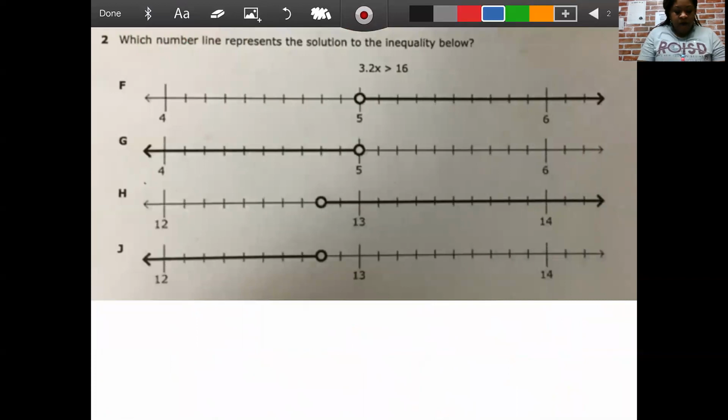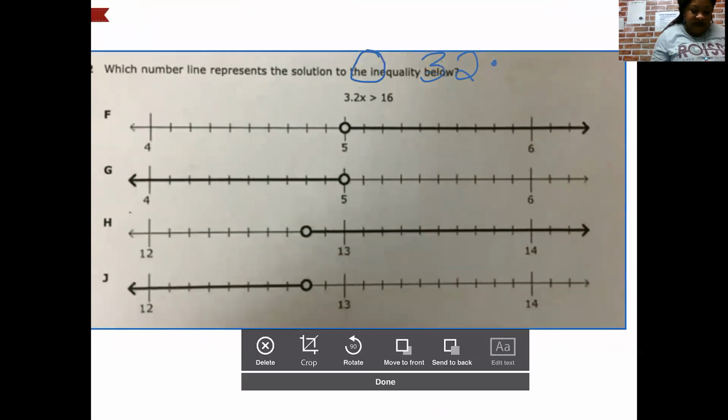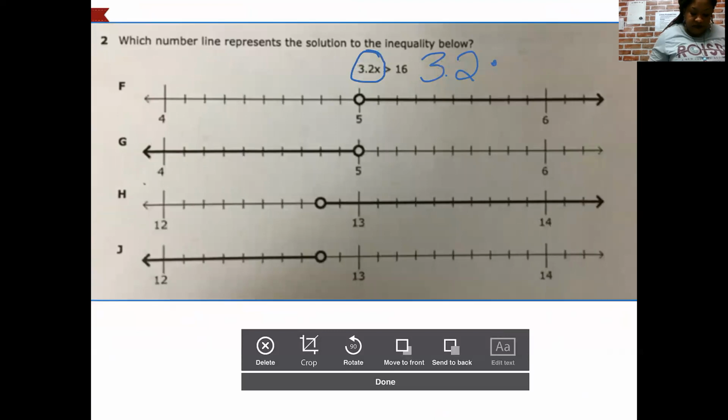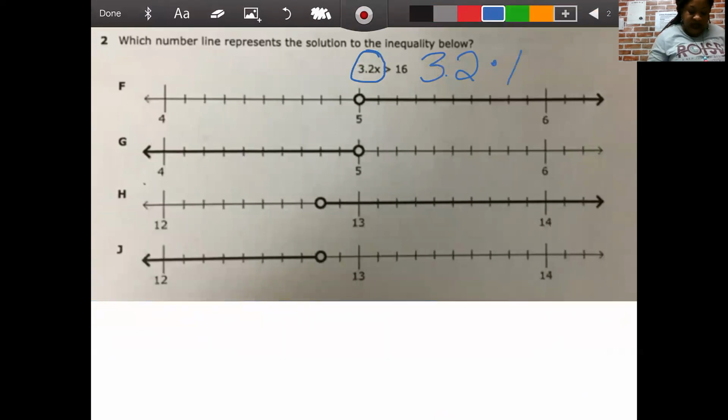Number 2, which number line represents the solution to the inequality below? 3.2x is greater than 16. Remember, when you do not see a sign, there's an invisible multiplication between the 3.2 and the x. So that's multiplication. It's really 3.2 times x.